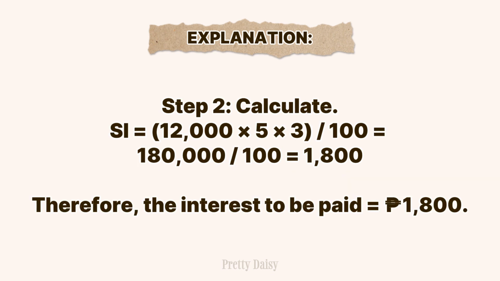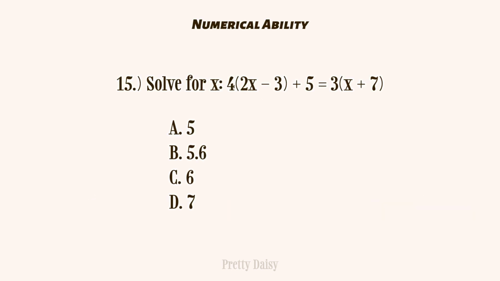Step 2. Calculate. Simple interest equals 12,000 times 5 times 3, divided by 100. This equals 180,000 divided by 100, which equals 1,800. Therefore, the interest to be paid is 1,800 pesos.